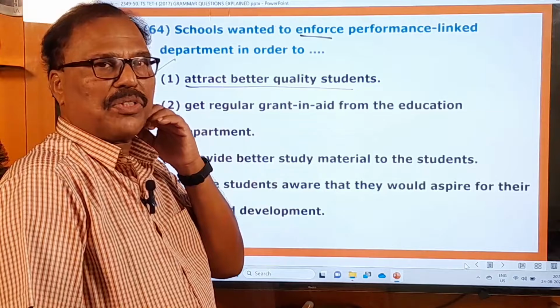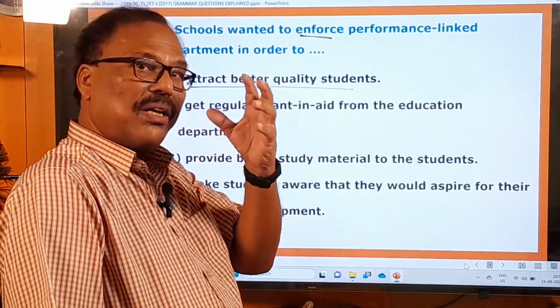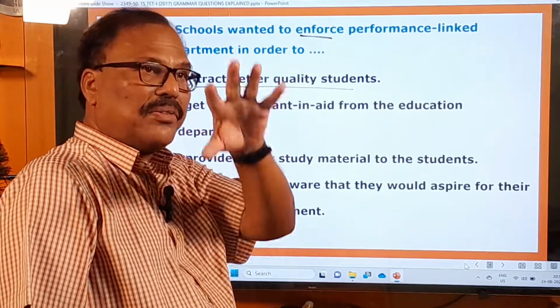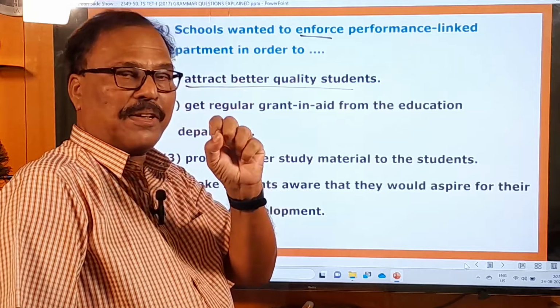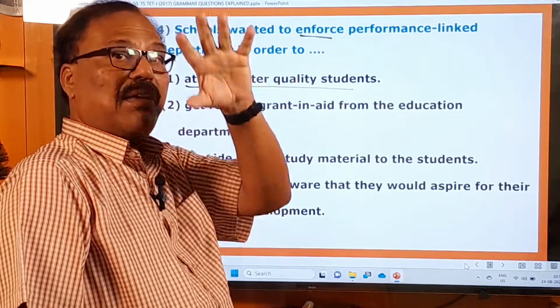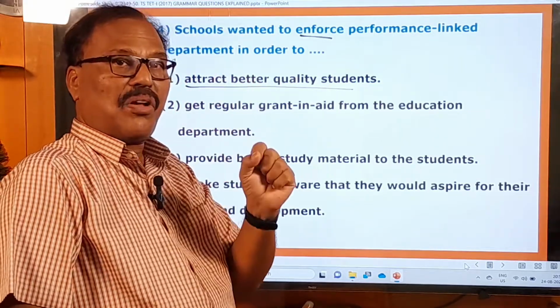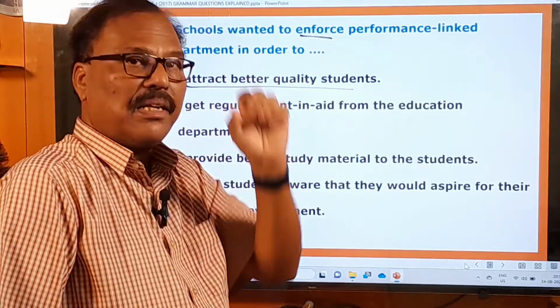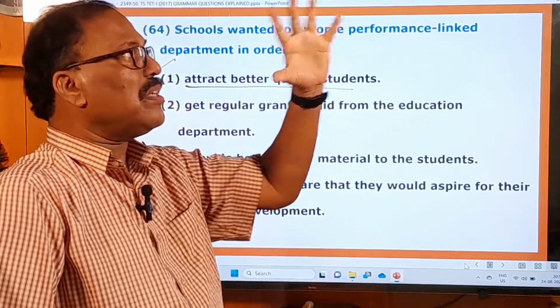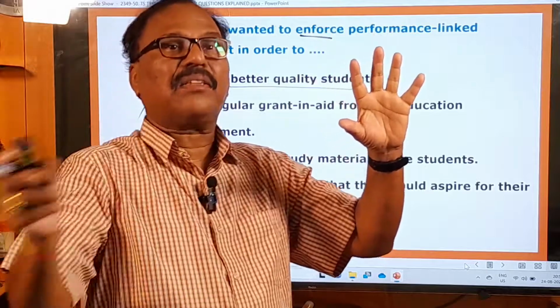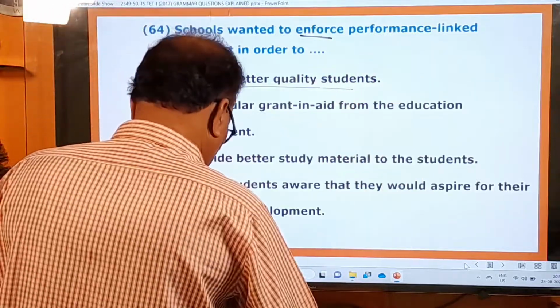You know very well about Sri Chaitanya and Narayana. These colleges and schools are there. They attract only talented students, intelligent students, very clever students, highly intelligent students, not ordinarily intelligent. Because by showing these intelligent students, they attract other students. Now let's go to the next question.